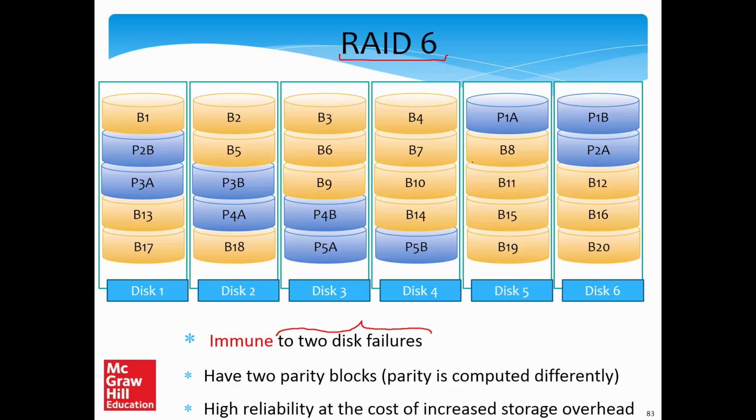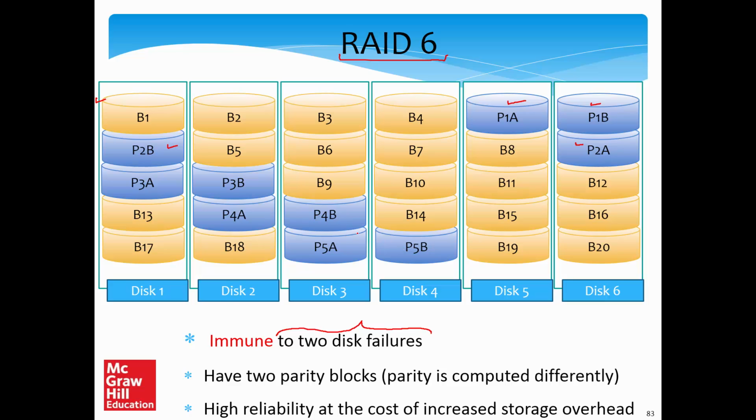So what we do is that we have two parity blocks, and these parity blocks are distributed across the disks uniformly. For example, for the first row, we have P1A and P1B on disks 5 and 6. Then for the second row, we have P2A and P2B on disks 6 and 1. In a similar manner, we distribute the blocks.